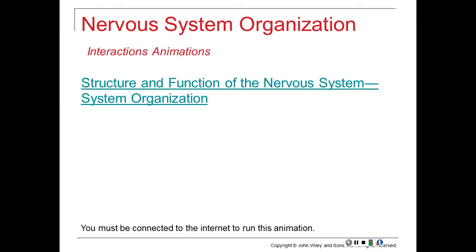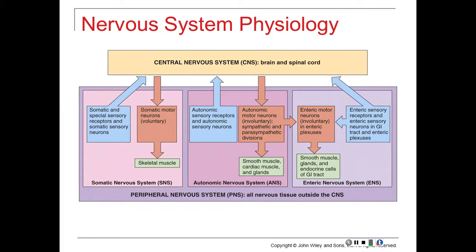This video here goes through the overall structure and function of the nervous system as well as how it is organized. Here you can see another graphic organizer showing you how our nervous system is organized. This one is branching off of our central nervous system. You can see the central nervous system being our brain and spinal cord. This purple box is representing our peripheral nervous system.